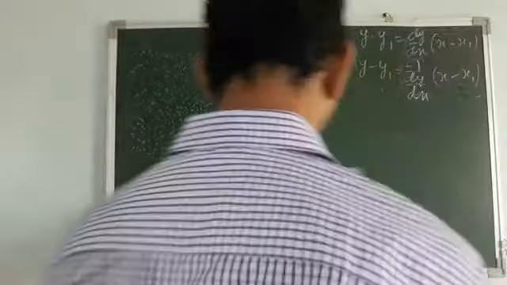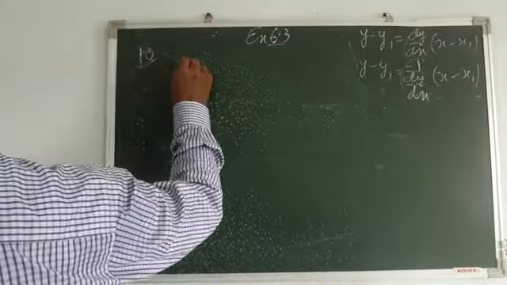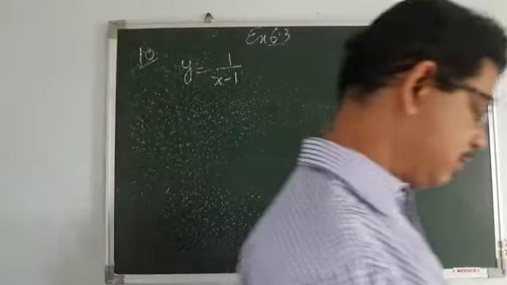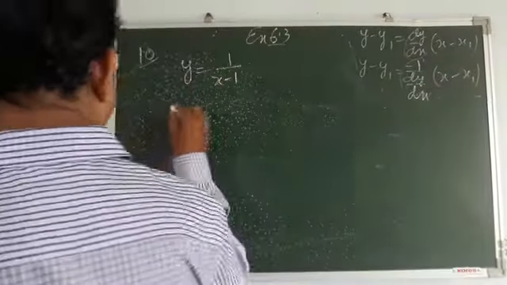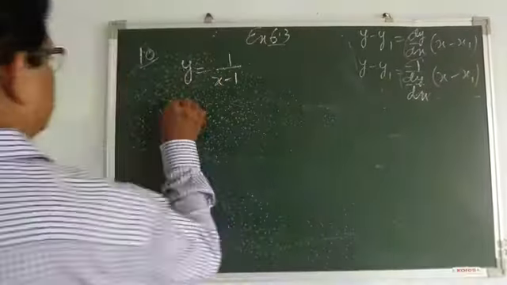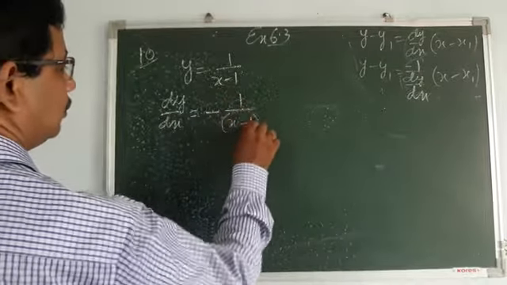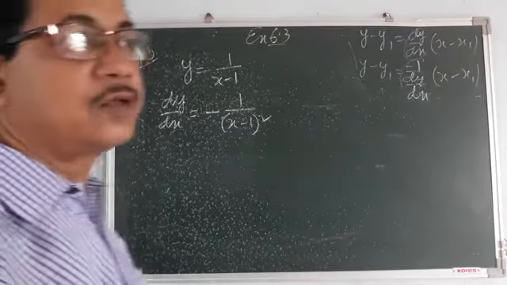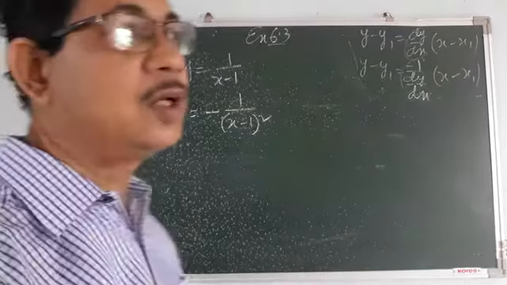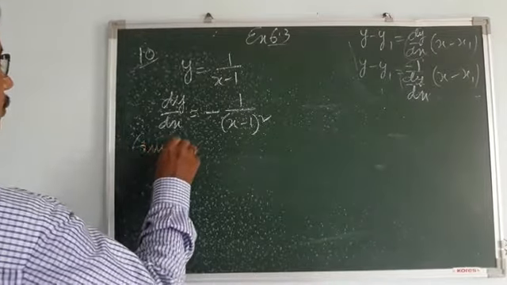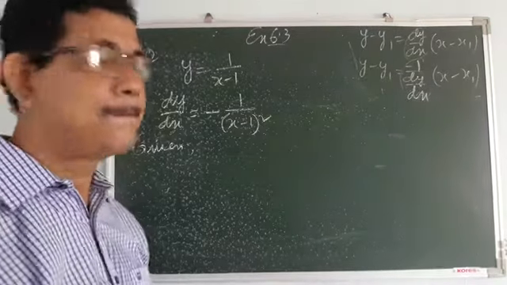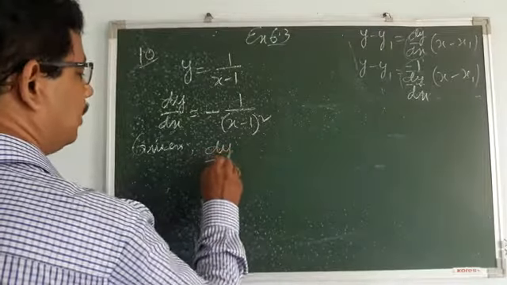So question number 10: the curve is given as y is equal to 1 by x minus 1, and the slope is given as minus 1. If we differentiate this, dy dx will be minus 1 by x minus 1 whole squared. By the formula, x minus 1 whole thing to the power minus 1 gives minus 1 times x minus 1 to the power minus 2. Chain rule also you have to use. You have to know differentiation nicely. If you don't know differentiation, then you cannot do the application of differentiation easily. So given dy dx is minus 1.